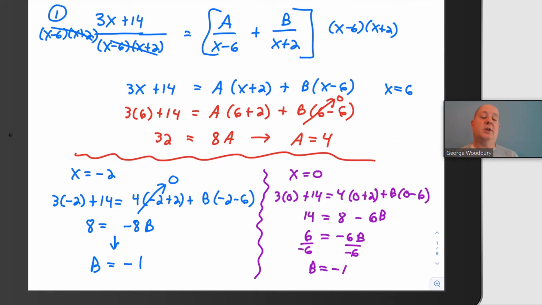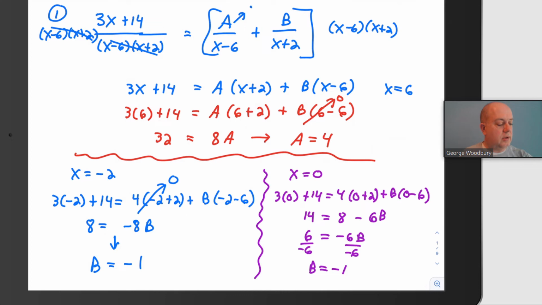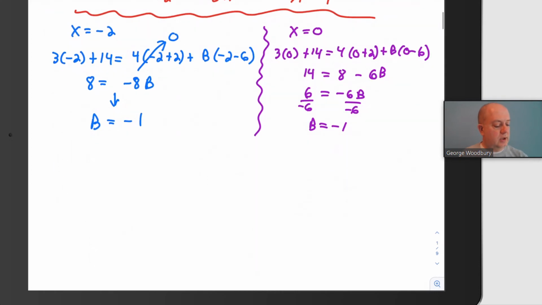So we would have got negative 1 either way. Use a convenient value to get the first one, then you can use whatever you want to get the second one. I now know that the value of a that makes this true is 4. The value of b is negative 1.